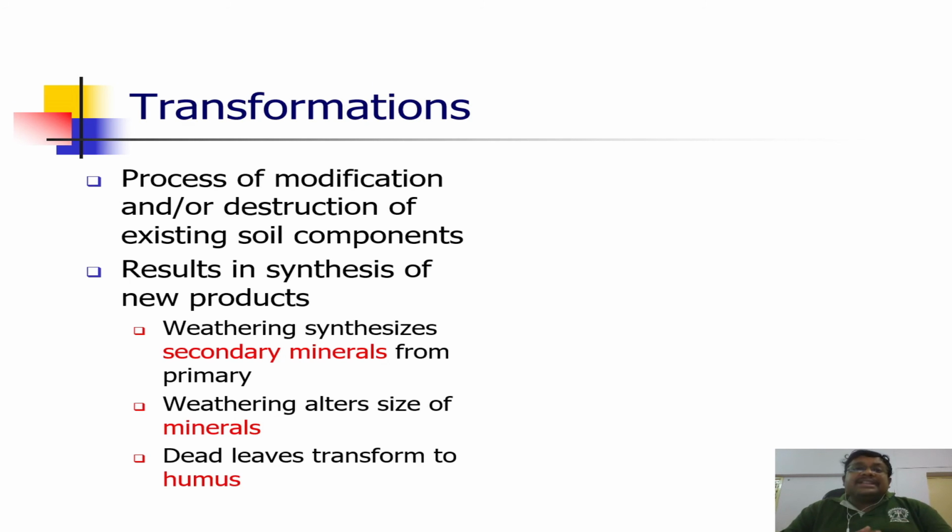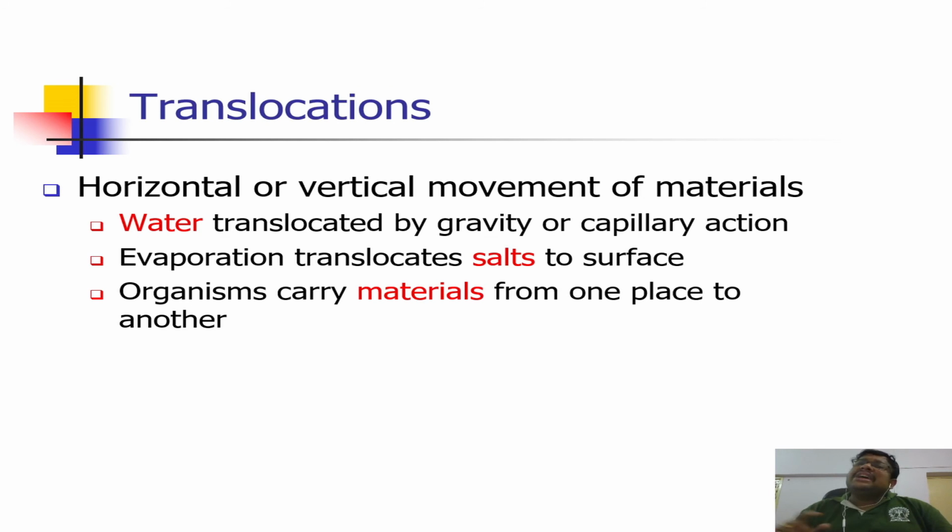Mechanical weathering we have already seen. And dead leaves transform to humus. We have already discussed the humus. So when the dead leaves transform into the humus, that is also an important aspect of soil formation. And the final pedogenic process is translocation.